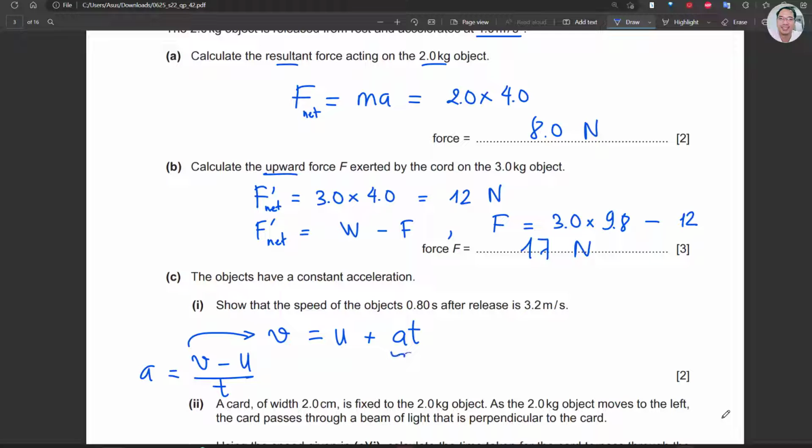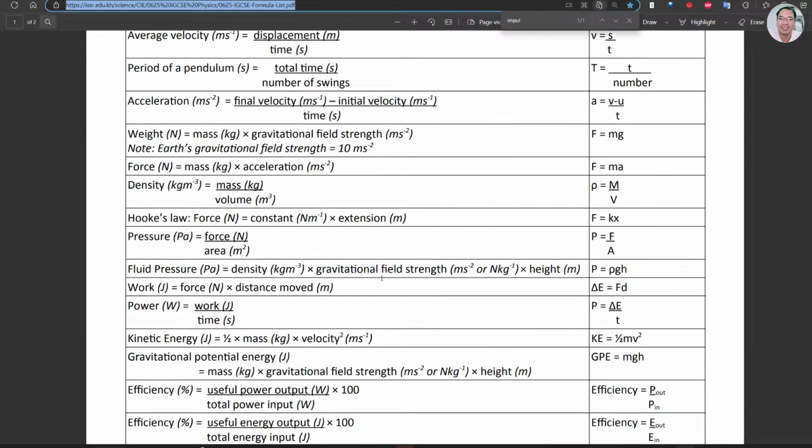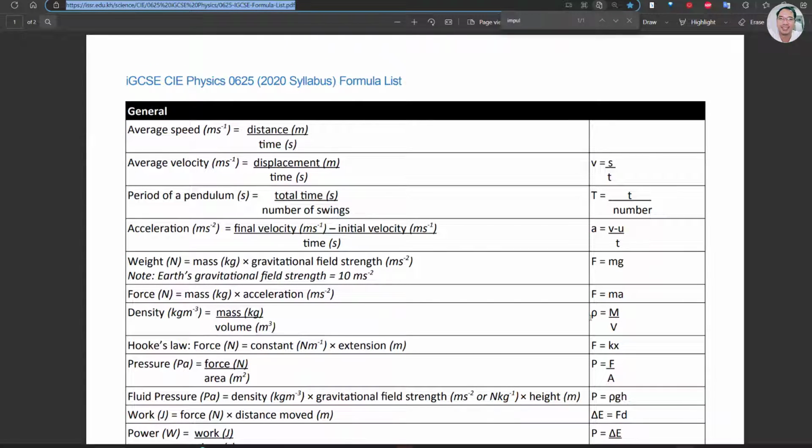Acceleration multiplied with time is the change, or the increase, in velocity during that time period, t. And u here is the initial velocity. It's not very difficult to remember from the equation of the acceleration, or you can look for the equation. Okay, here it is: acceleration, final velocity minus initial velocity, and divide by the time.